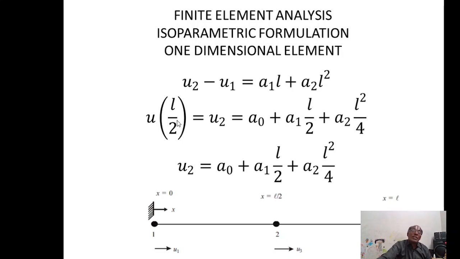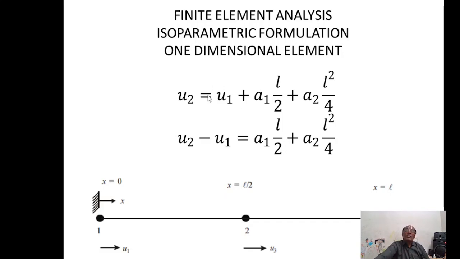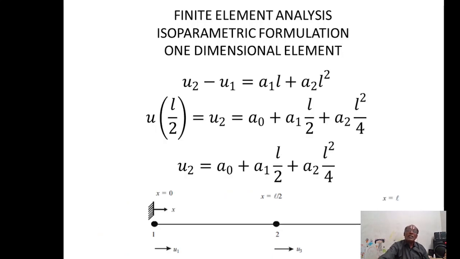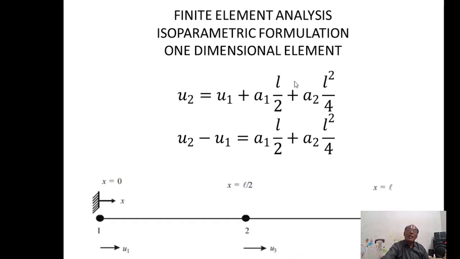Next, apply the boundary condition at x equal to L by 2 to evaluate a0, a1, a2. The value of u3 becomes a0 plus a1 L by 2 plus a2 L square by 4. Simplifying this, the equation becomes u3 minus u1 equal to a1 L by 2 plus a2 L square by 4. After simplification, we have one more equation, a function of L by 2.